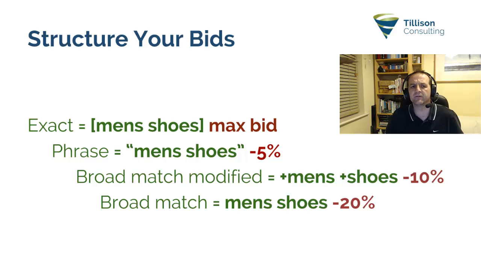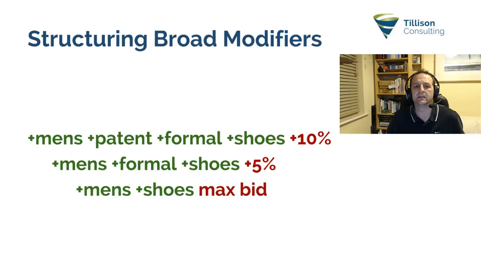If we dive a little bit further into this, let's talk about broad modifiers. These can be quite long tail keywords. So again, within the structure that I just showed you on the previous screen, you would want to bid slightly higher on your longer tail terms. So men's patent formal shoes, you would want to bid quite a bit higher, because you want to attract traffic away from men's formal shoes.